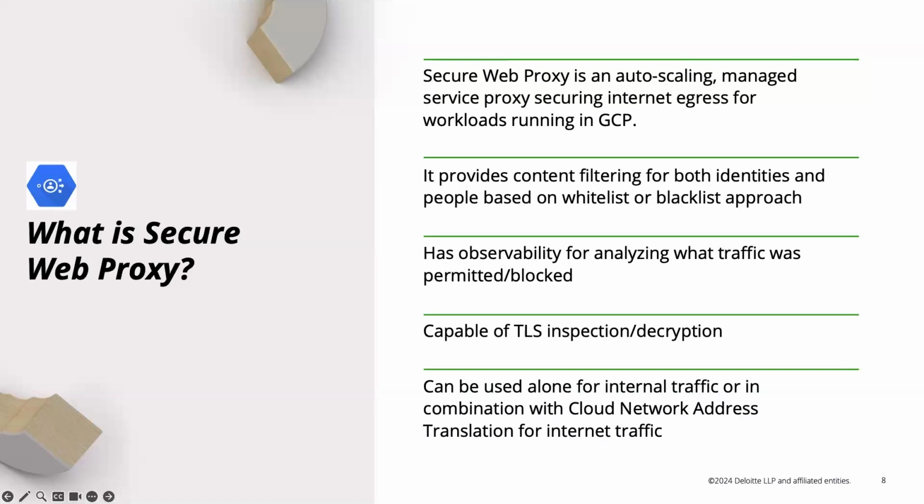And so if you're going to on-prem, it can be used alone because it would stay RFC 1918 address compliant. And if you're going to the internet, it can be used in combination with Cloud NAT, Network Address Translation Service, so that it can receive a public IP on the way out, and you can still use the secure web proxy.